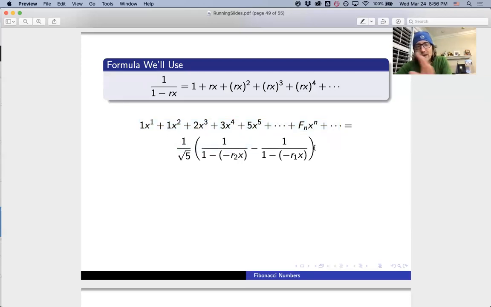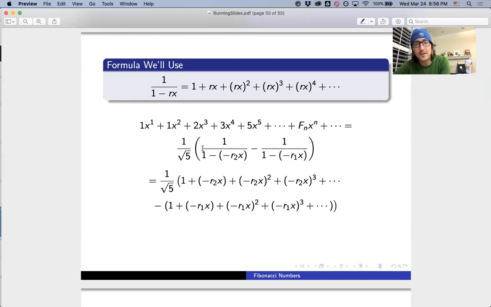And again, I know it's messy. I really wish it was whole numbers. I wish it didn't involve the square root of 5, but it's life. And now I'm going to use that formula. I'm going to take this first fraction, 1 over 1 minus negative r2x, and just plug it in. It should be 1 plus this, plus this squared, plus this cubed, etc. Now I'm going to do the same thing with this second fraction. And you can imagine mathematicians doing this well before computers, well before Desmos, back in the 17th century or something like that, working through all of this on paper.